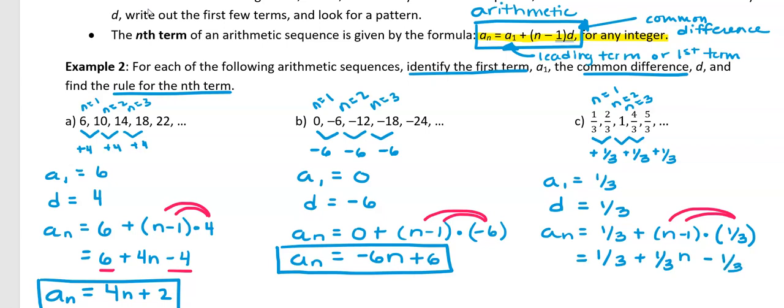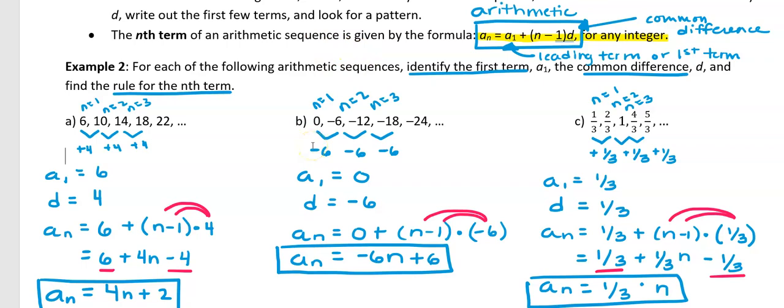minus 1/3. Then we can combine some like terms since we have two constants there that can combine together. So it looks as if our formula is simply going to be 1/3 times n, since positive 1/3 and negative 1/3 would cancel. So 1/3 times n is going to be our formula for this last example.